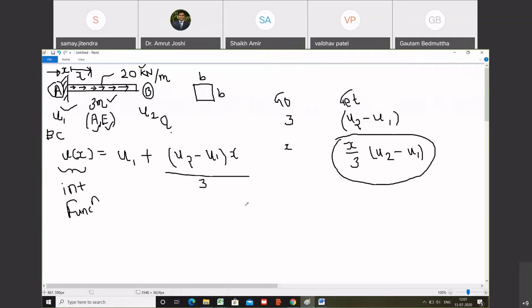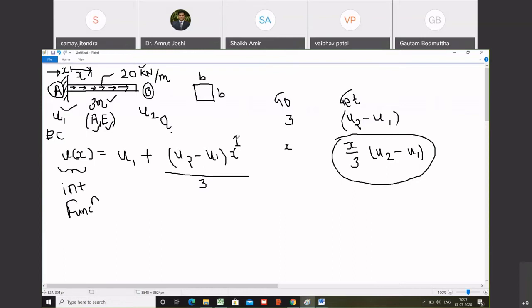Let us do a quick check. At x equal to 0, what is going to happen? The second term is going to vanish, and therefore you will get u of x as u1, which is correct. At x equal to 0, you are at point A, so the value of u of x should be u1, and you are getting that. Am I right? Yes. Now let us substitute x equal to 3. The 3 and 3 will cancel out, so you will get u1 plus u2 minus u1, so u2. Yes. And between u1 and u2, the variation is to the first power of x.